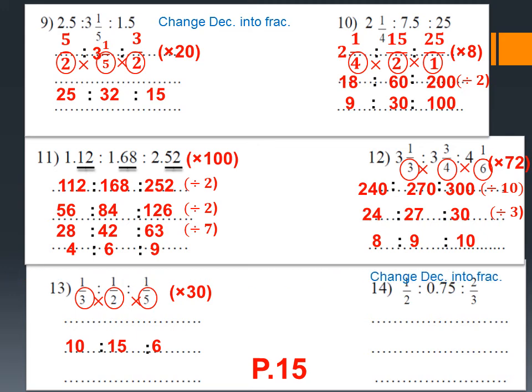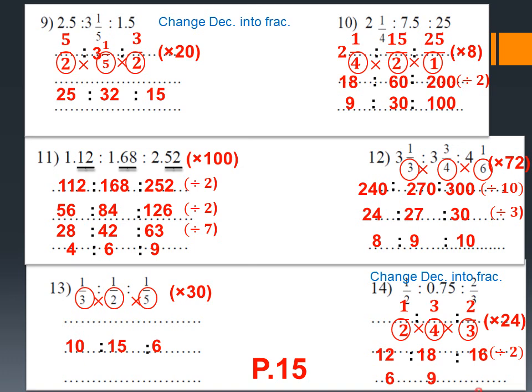Here we have 1 over 2 to 0.75 to 2 over 3. We have a decimal. You must change the decimal into a fraction. 1 over 2 as it is. 0.75 equals 3 over 4, and write 2 over 3 as it is. Start to circle the denominators and multiply all of them: 2 times 4 times 3 equals 24. Multiply each fraction by 24.